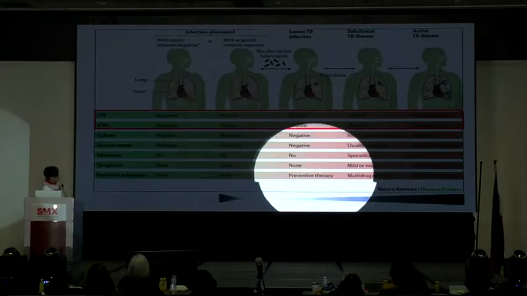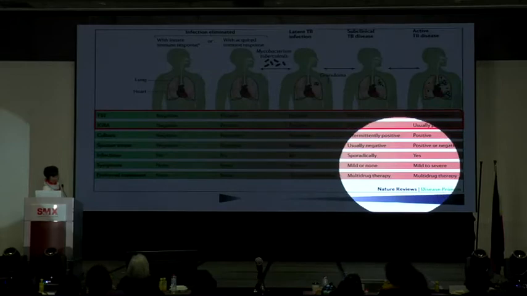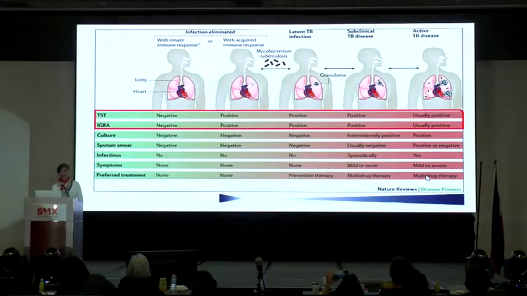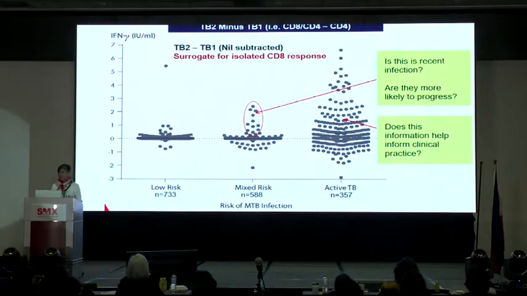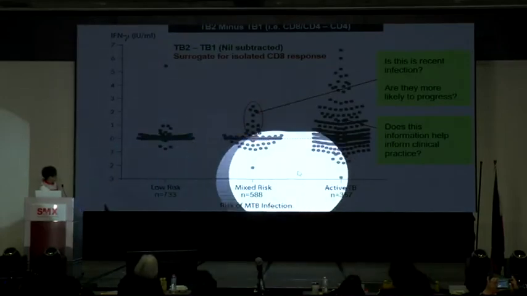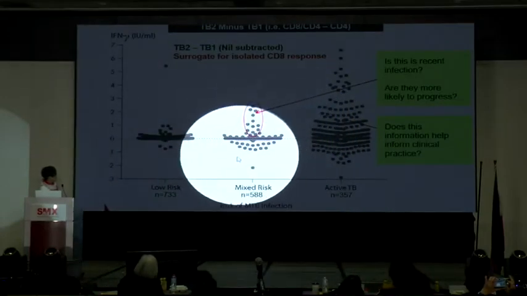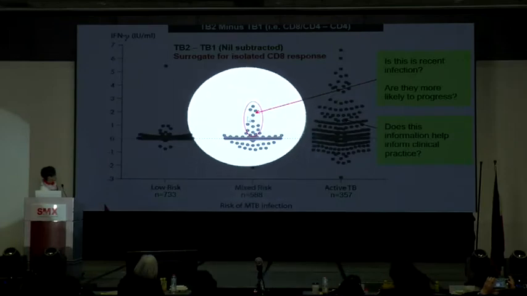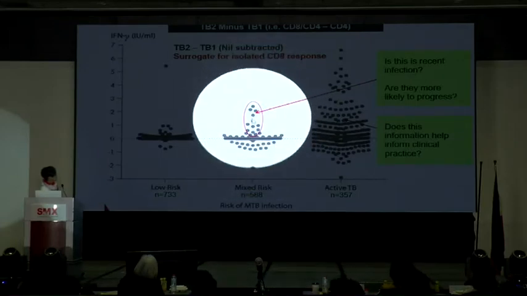And then as you move towards active tuberculosis, you will see a CD8 response again, and that response should get stronger. This is in our package insert for QuantiFERON Plus. So what do you see in terms of that CD8 response? The surrogate is obtained by subtracting TB1 from TB2, the quantitative values. What you see in the low risk group is that you really don't see CD8 activity, whereas in the mixed risk group, which includes contacts and homeless individuals, et cetera, there are a few people that have CD8 responses.